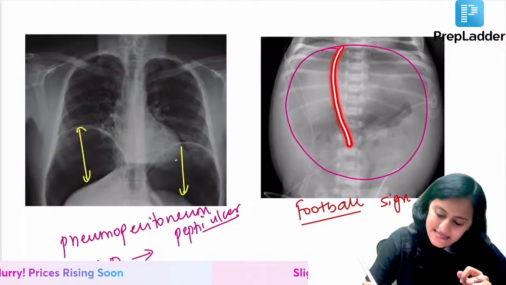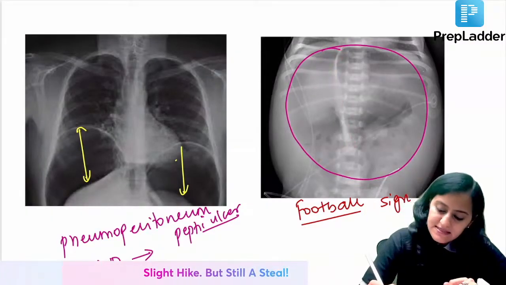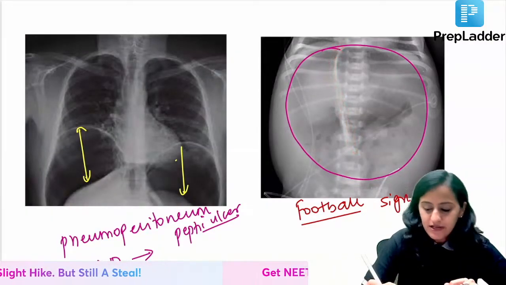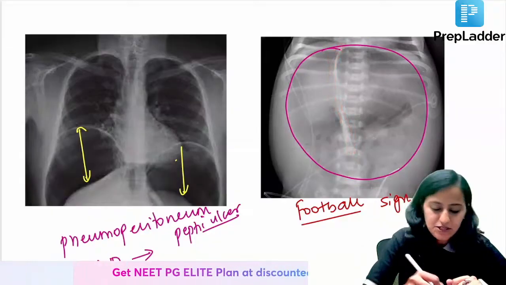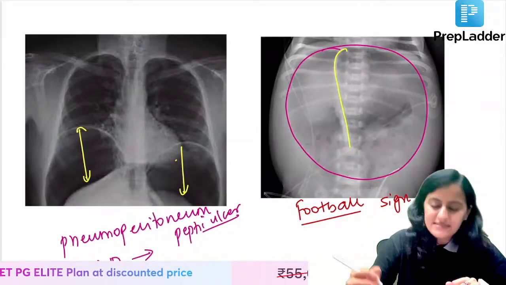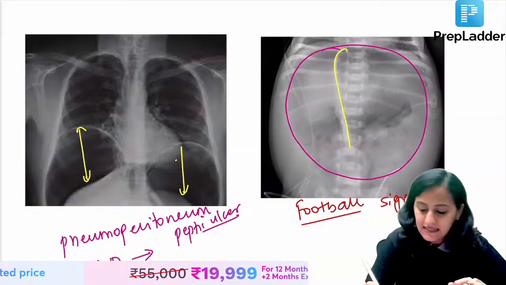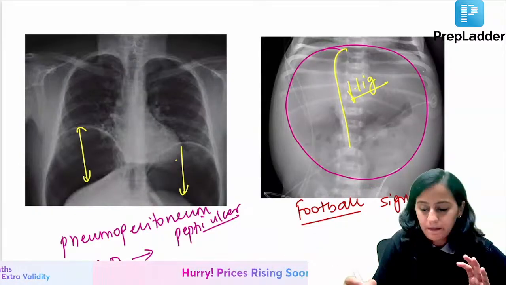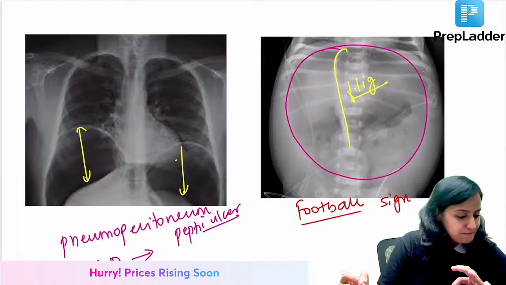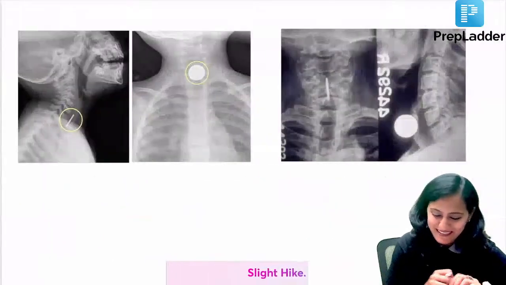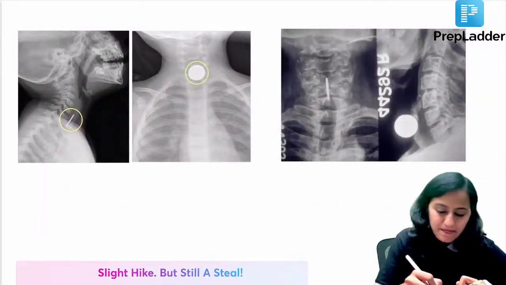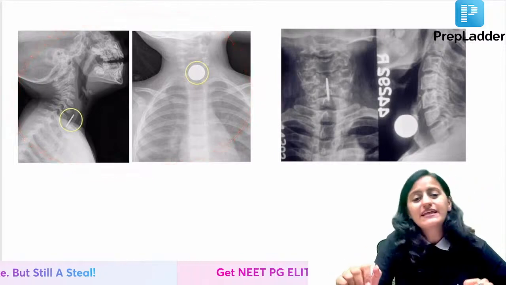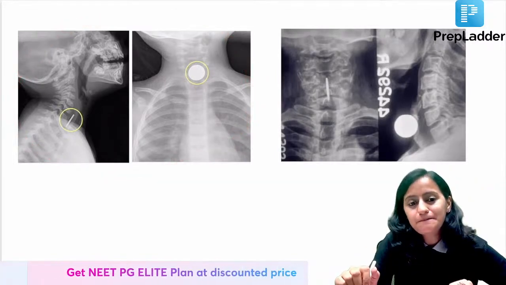And what is this white line that you are seeing here? This is the falciform ligament. So you also see the ligament signs in pneumoperitoneum. This is the falciform ligament sign that you are seeing in pneumoperitoneum. Okay, clear with everyone? Football. Okay, right. Next one. First image is showing coin in esophagus or coin in trachea.